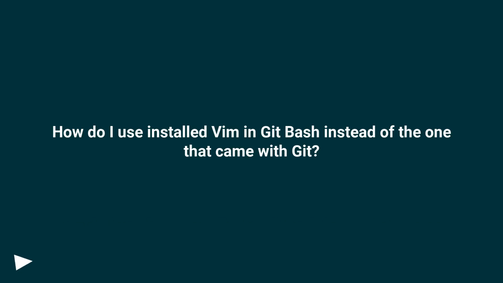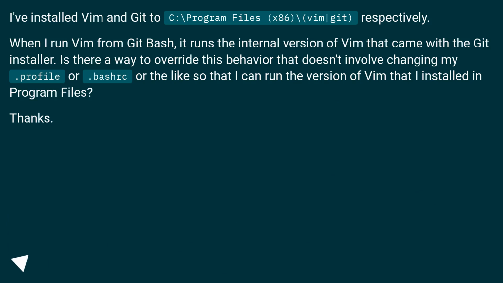How do I use an installed Vim in Git Bash instead of the one that came with Git? I've installed Vim and Git too, at C:\Program Files (x86)\Vim and Git, respectively. When I run Vim from Git Bash, it runs the internal version of Vim that came with the Git installer.